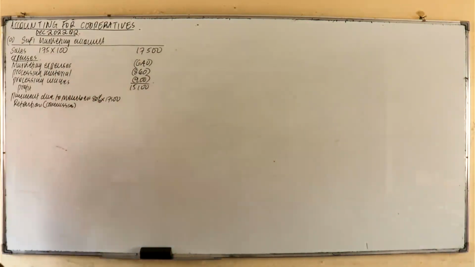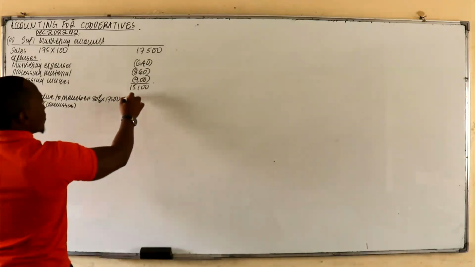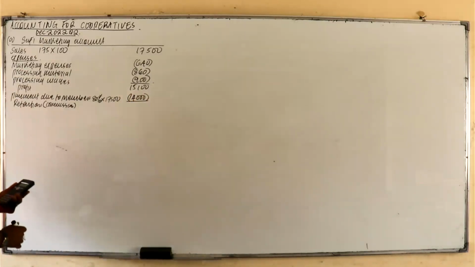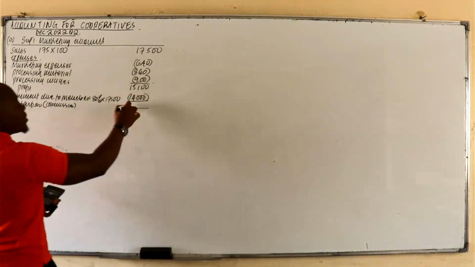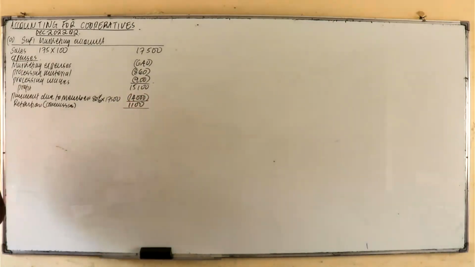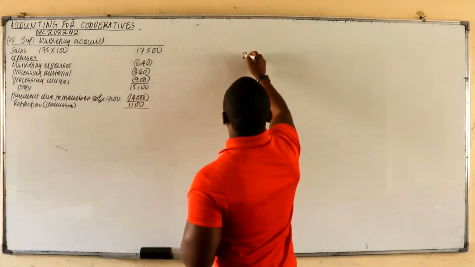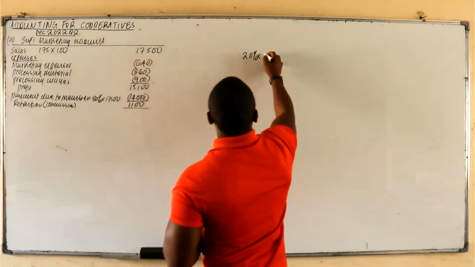The sale is 17,500. So how much is that? If you take 80% of 17,500, you'll get an amount of 14,000. That's what you remit to members. So the balance will be the value of the retention or the commission. Or alternatively, this is what it means. We are told that the society is allowed to retain 20% of the sale. So if we retain 20%, the sales was 17,500.